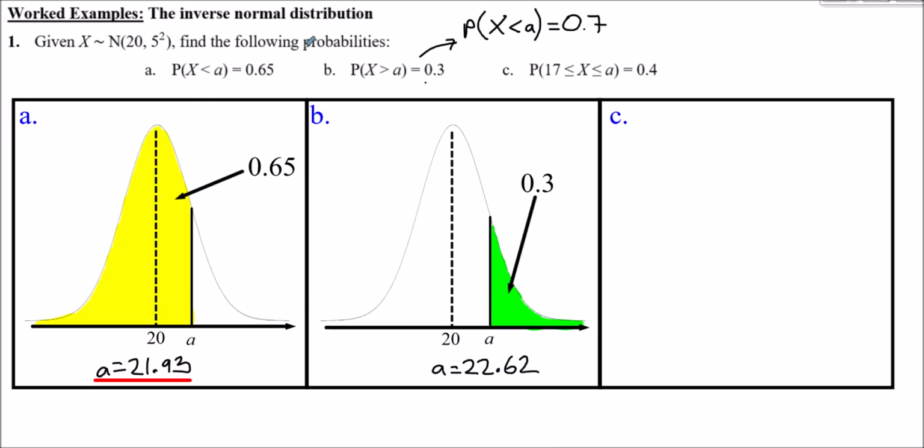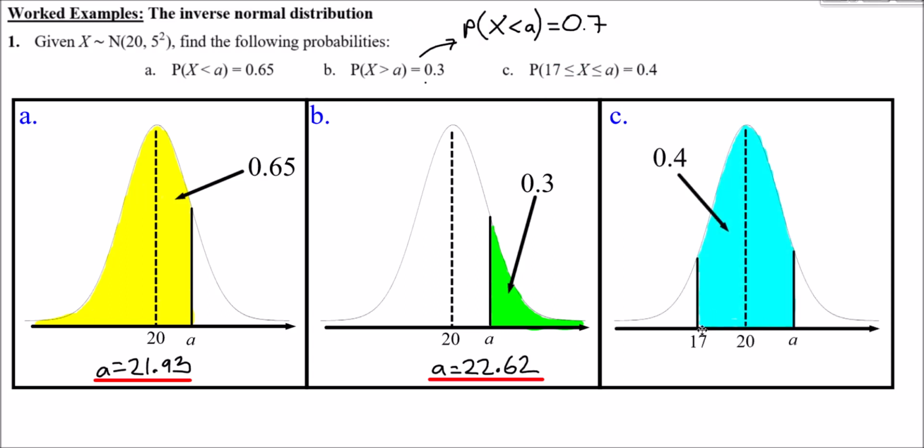And the last one is slightly trickier, but I shall explain. Here, we've got x sandwiched in between two different limits, between 17 and a, and that probability needs to be 0.4. So again, just picturing it out, we've got two limits, and it's about 40% of the curve. So there's 17 to the left of 20. I'd imagine that a is to the right of 20. So what could this be?